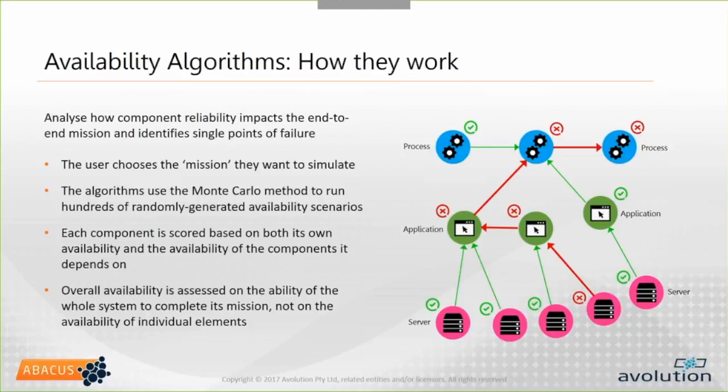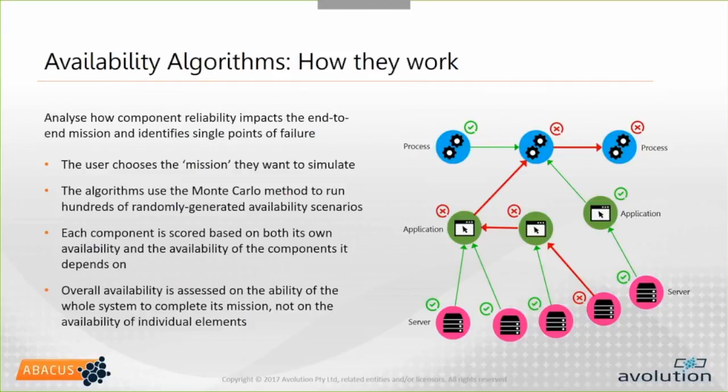And what the algorithms will do is they will use the Monte Carlo method. That's a stochastic, a random modeling method, to run hundreds and hundreds of randomly generated availability scenarios. So they will literally go through the architecture, turning things off and turning them back on again according to some predefined properties. And they'll use that to see, can I complete this overall mission, with these unavailable components? In other words, if I lose this server, is it going to kill the process, or is it simply going to slow things down?